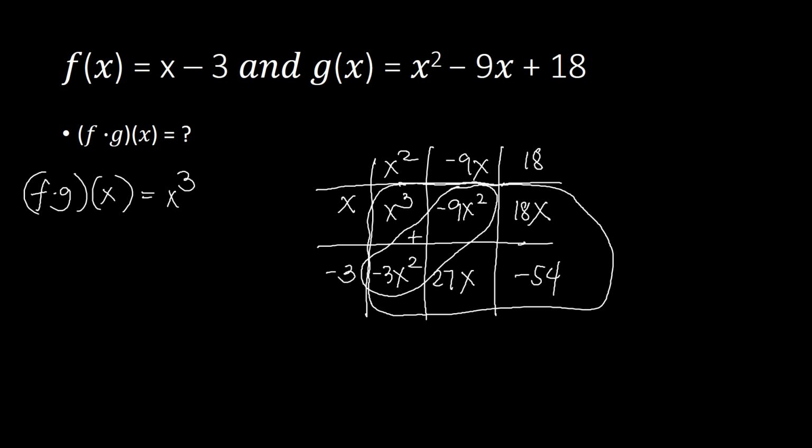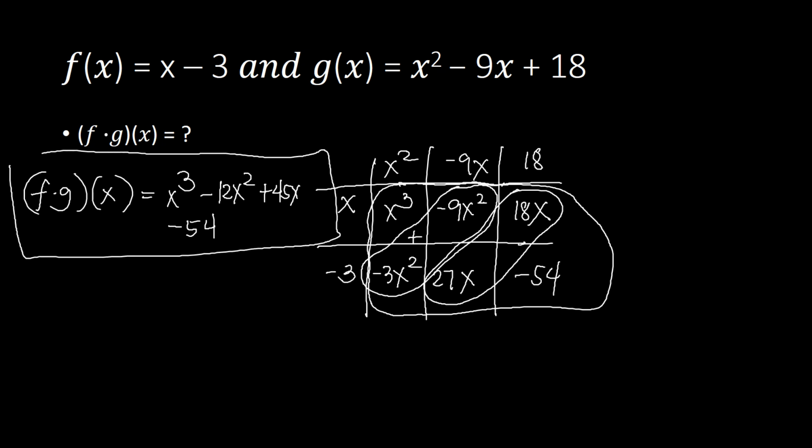Negative 3 plus negative 9, that's negative 12x squared. Next, we go for this one here. 27 plus 18, that will be equal to positive 45x. Then next, we've got to copy the negative 54. So this is now our answer for f times g of x. We've got x cubed minus 12x squared plus 45x minus 54.